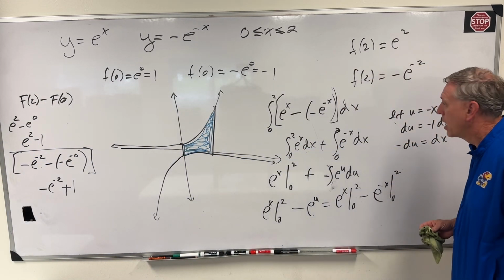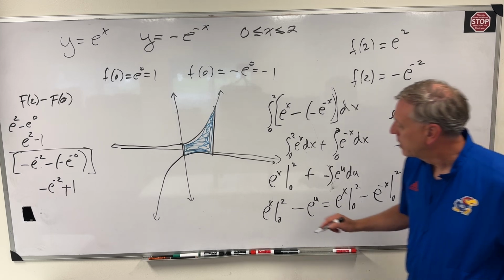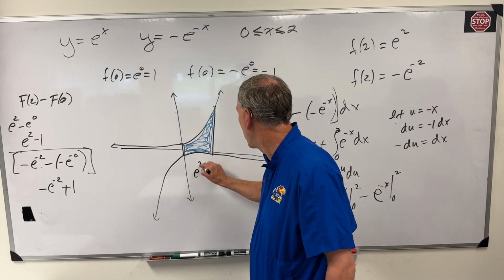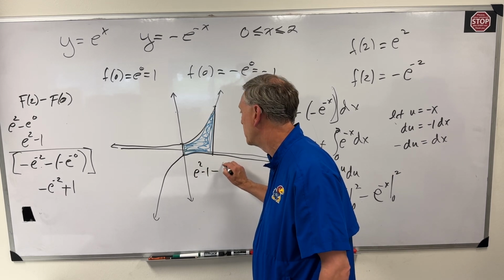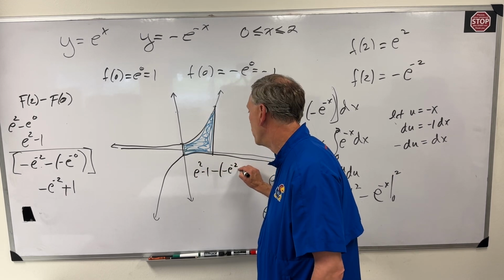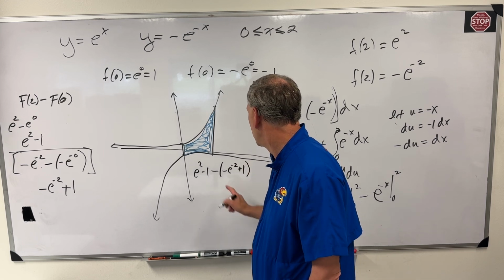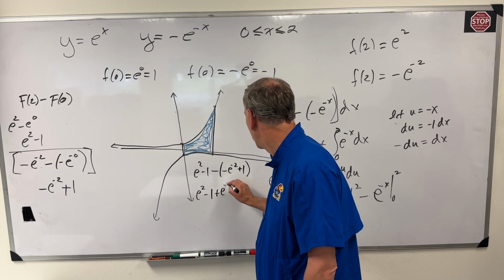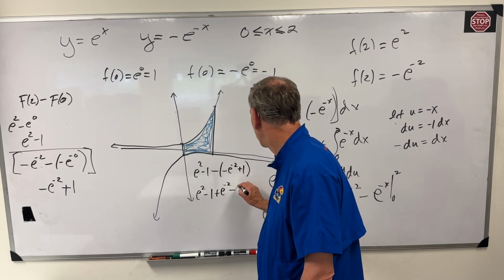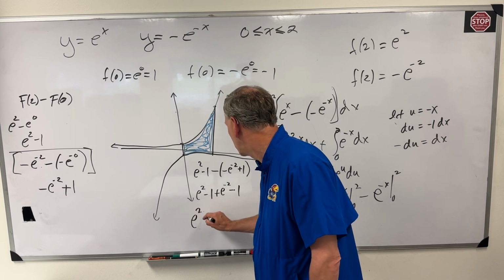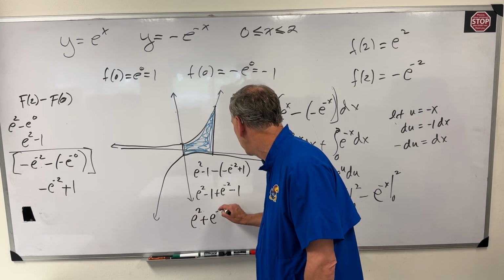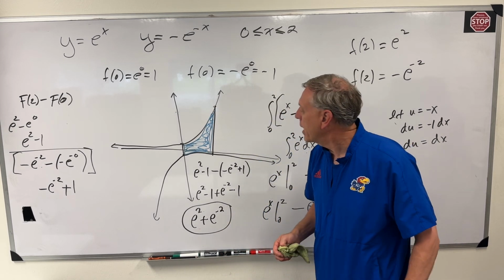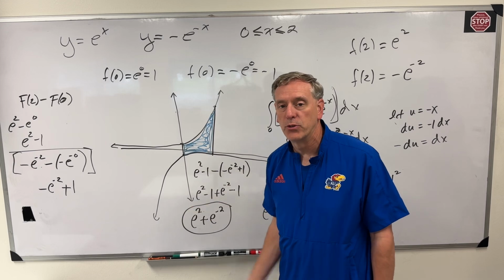Let's see, I'll put all that. Let's see if I can put it right here, okay? So we get e squared minus 1 minus a minus e to the minus 2 plus 1. This will work out to e squared minus 1 plus e to the minus 2 minus 1. This is actually e to the second power plus e to the minus 2. That's our solution to that one. And that gives us the area bound by these two graphs.